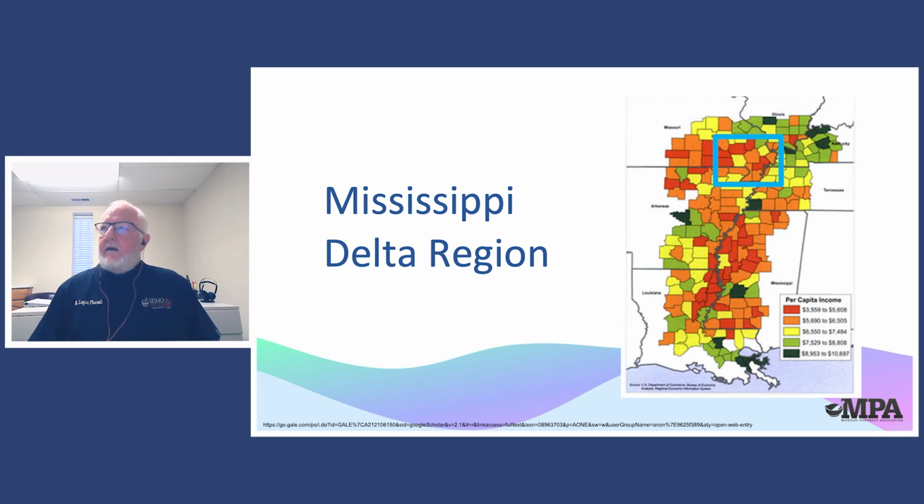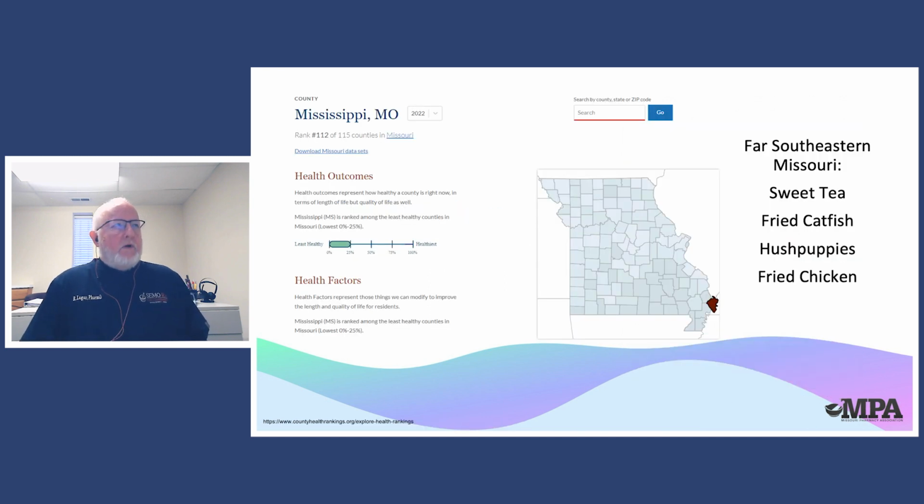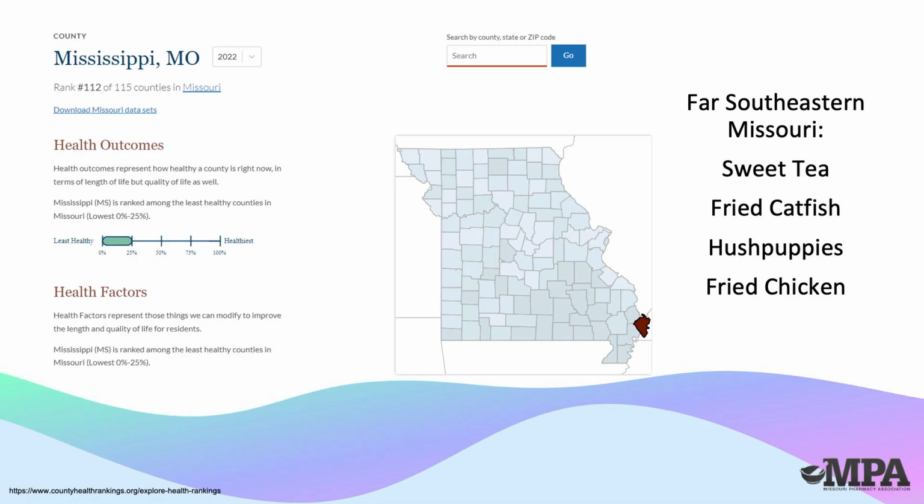And in the little blue box in the northern part of the Mississippi Delta region is where you'll find me, in Mississippi County, Missouri. We refer to this as the land of sweet tea, fried catfish, hush puppies, and fried chicken, or as I refer to it, Tuesday lunch.